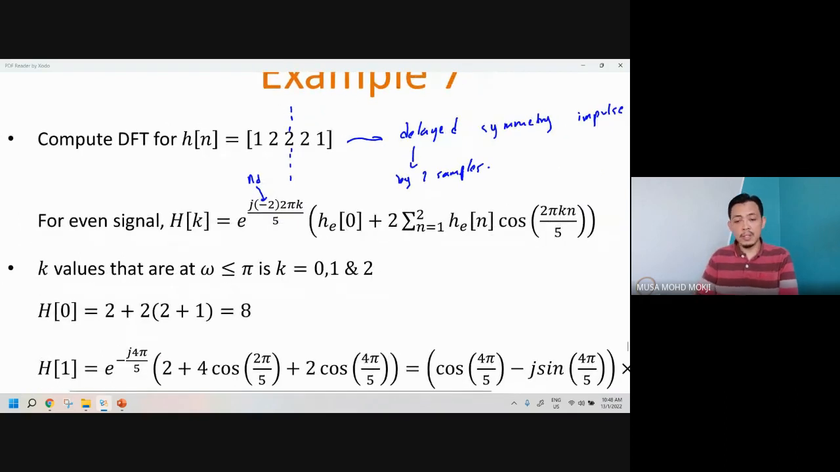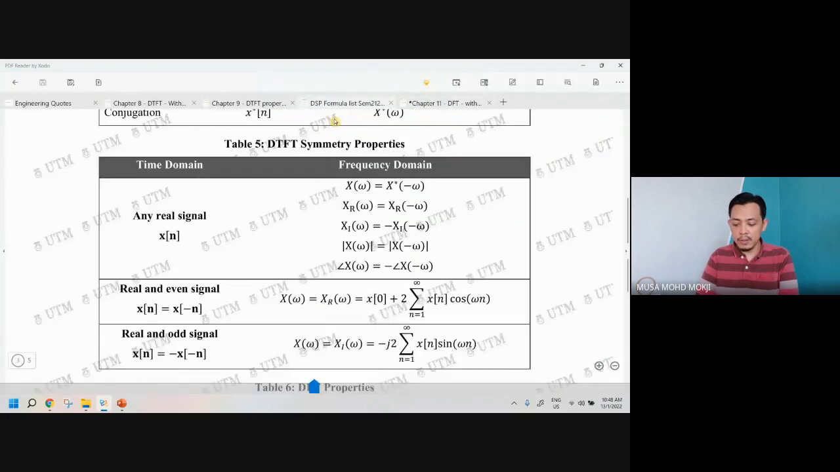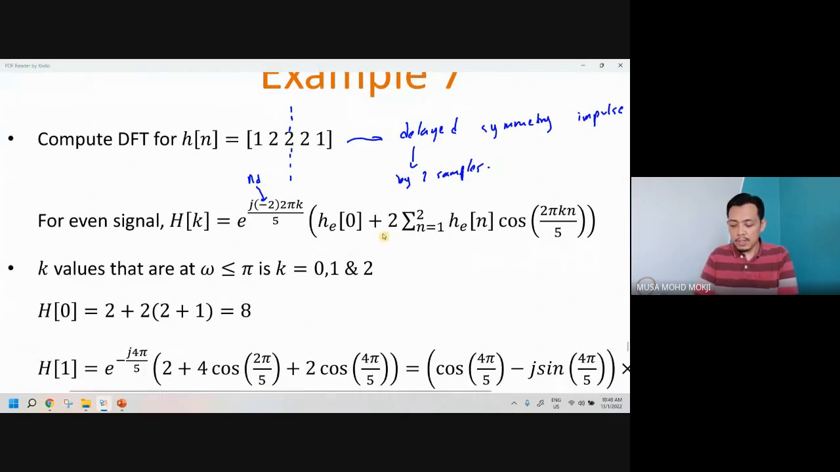The rest becomes He of 0. Where do we get that one? From this formula: x0 plus 2 times the summation of xn cos omega n. You don't have to memorize that because it's already in the formula list given in the exam. So this is 2 times the summation of n up to 2, because we just do half of it. If this is 0, this is 1, this is 2. So this is 1 and 2.